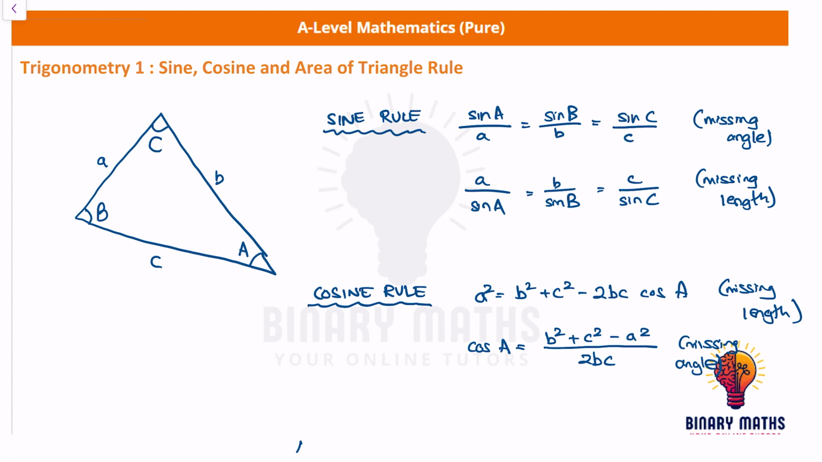And the last one is the area of a triangle rule, which is area is equal to half times a times b times sine C. So the important thing is you have two lengths and the angle in between, because you've got ab sine C. So two lengths and the angle in between. Okay, so these three formulae are applied to any triangle. So it's not like SOHCAHTOA when it needs to be a right angle triangle. The sine rule, cosine rule, and the area of a triangle rule are applied to all triangles.